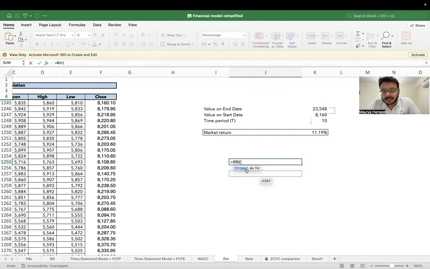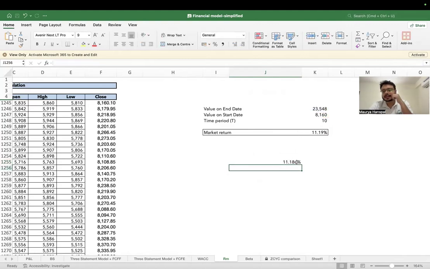RRI. It says the number of payments per year. मतलब कि 10 साल का मैं निकाल रहा हूँ basically 10. My current value is 816. I started from 8160 and my future value became 23,548. So what's my CAGR? It gives me an exact same value, 11.186. I can simply use this number as my return on market. Average 10-year CAGR for Nifty 50 has been almost 11%, just 11% I would say, from 31st March 2016 to 31st March 2026. So that number I've taken up here.